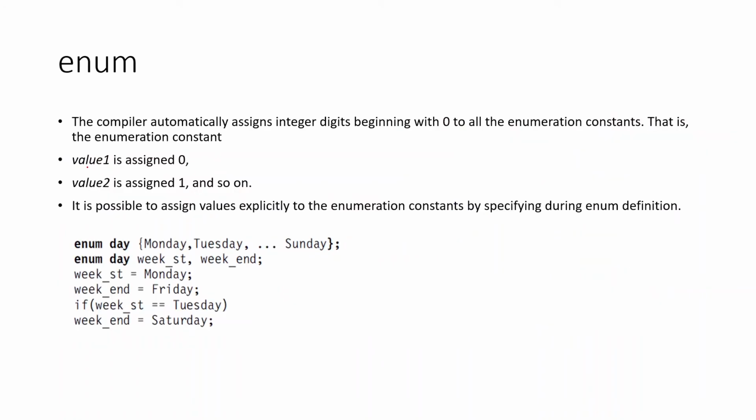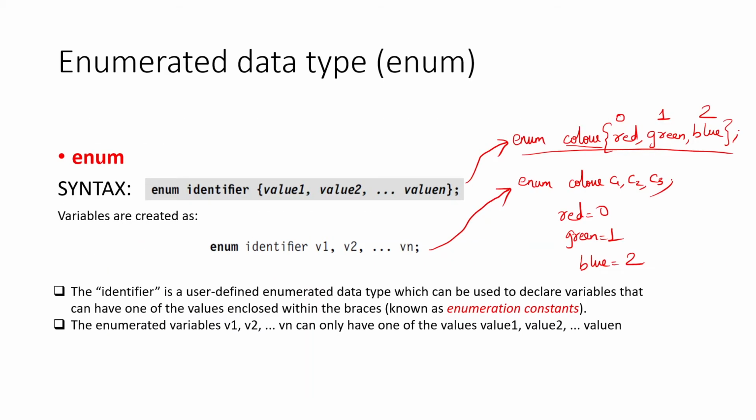It's more clearly explained here. Value 1 is assigned value 0, value 2 is 1, up to the nth value. But there is another possibility.